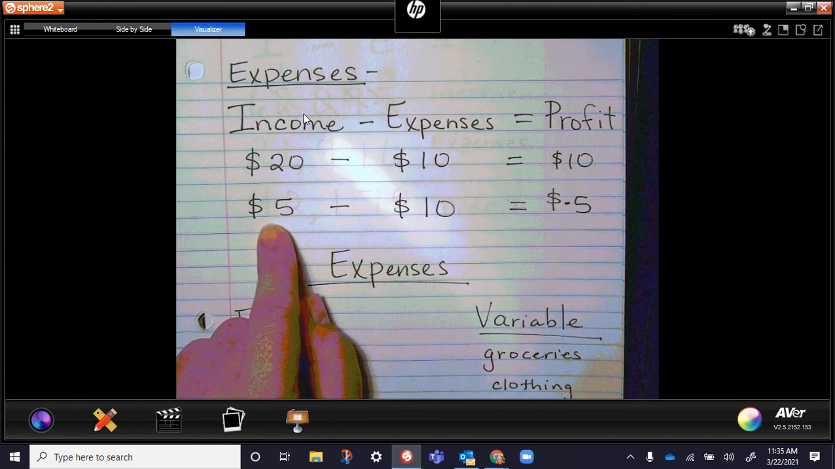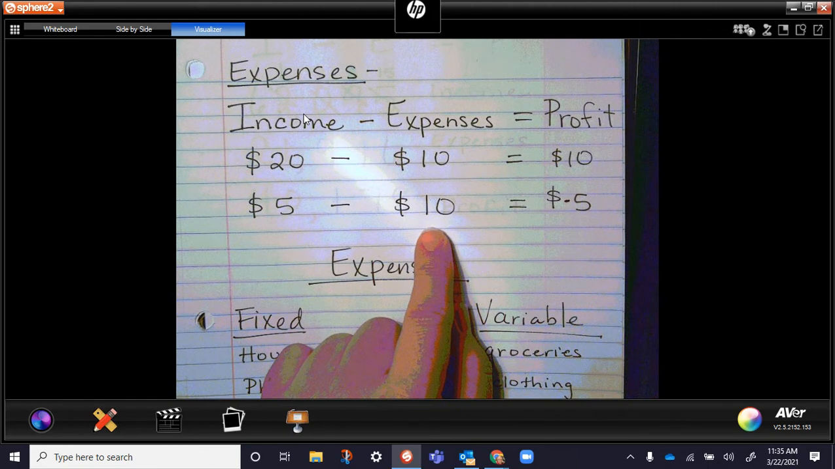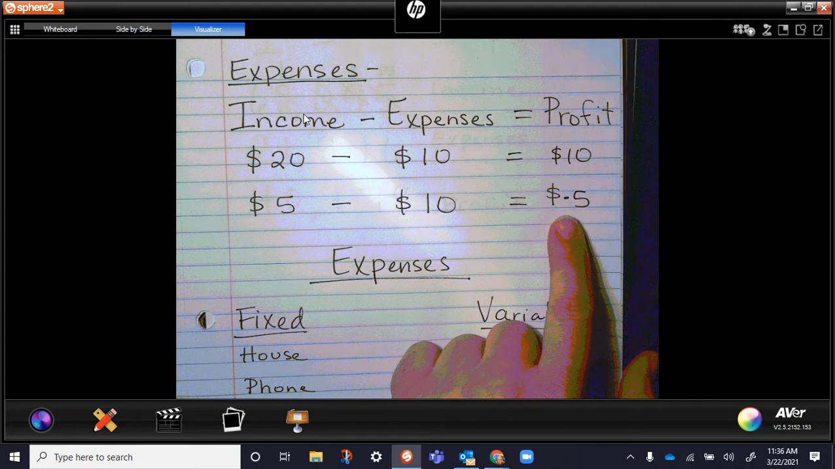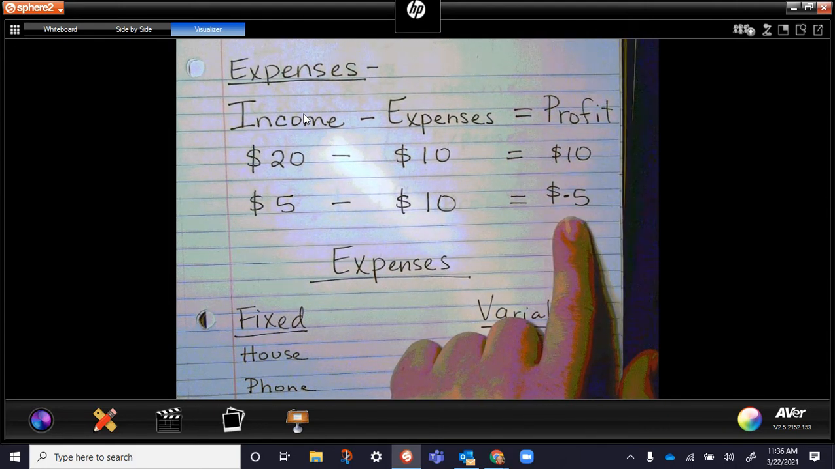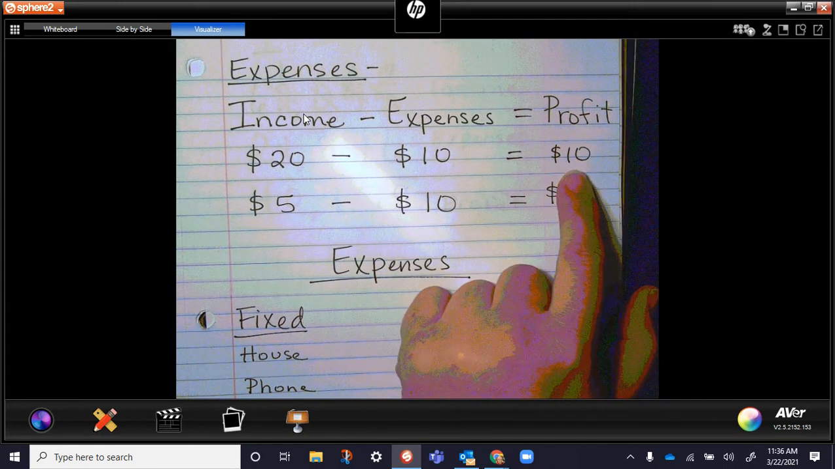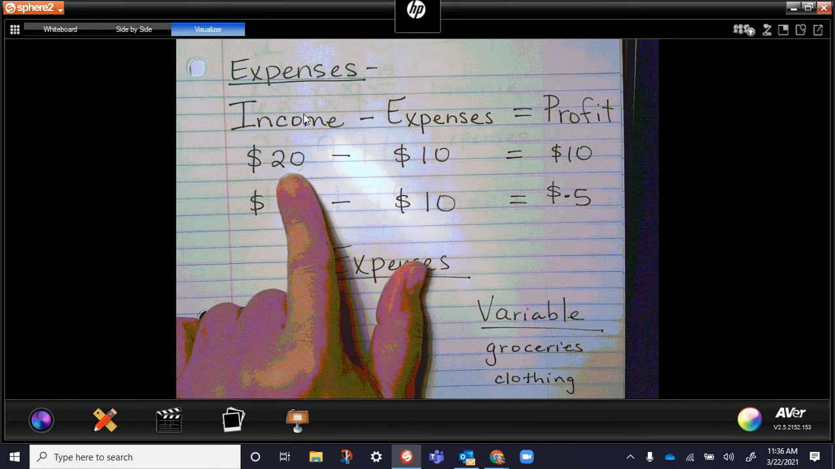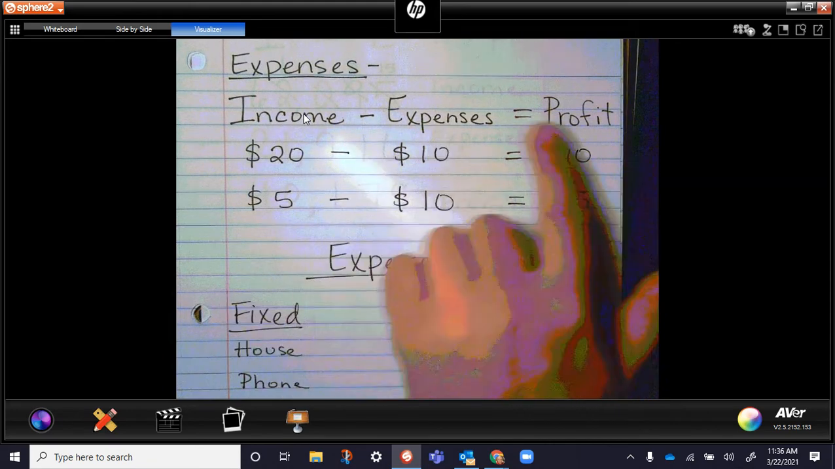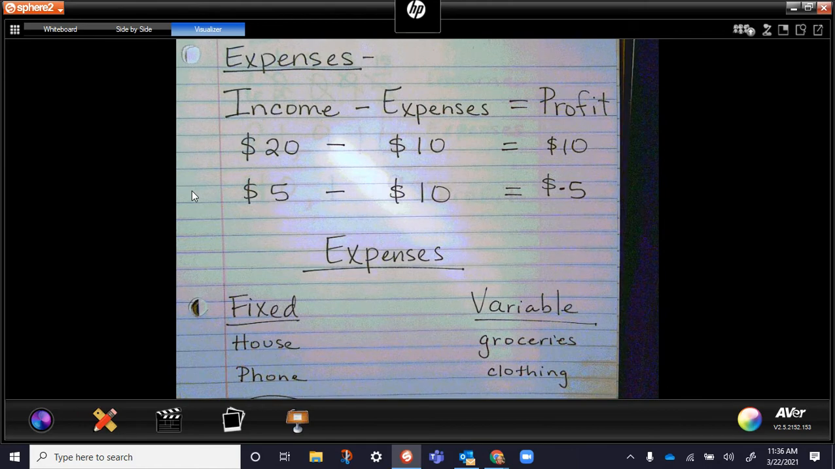So let's say only a little bit of customers came to buy my lemonade and I didn't sell very much. Well, I still have to pay for all the stuff that I bought to get ready, meaning I'm now negative $5. So sometimes you can come out in the negatives. You want to make sure that you're not spending more on your supplies than you are going to bring in. So use that formula, income minus expenses equals profit. Make sure you write that down to show how you find those.